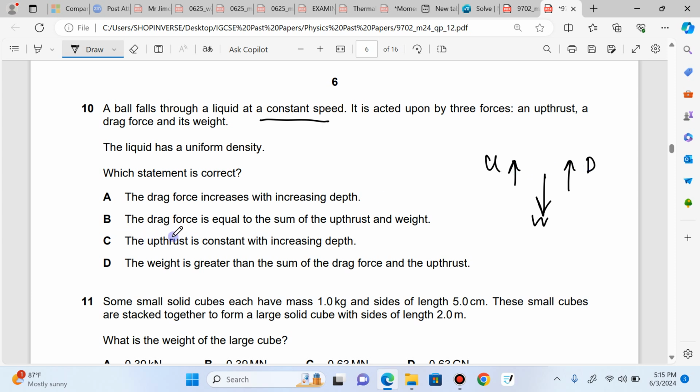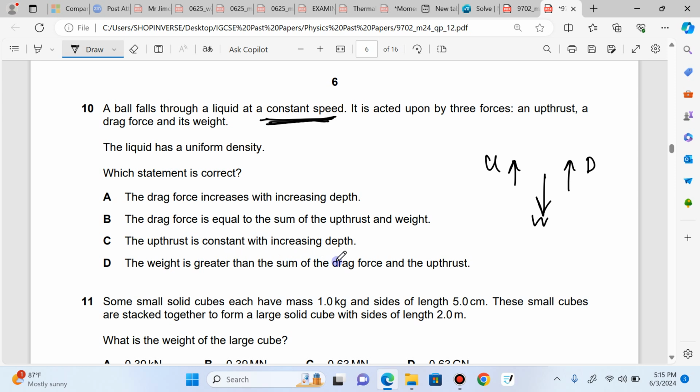Option C. The upthrust is constant with increasing depth. Of course, upthrust must be constant because the ball is now moving at a constant speed. Upthrust does not depend on depth. Okay, upthrust is constant. That's fine.